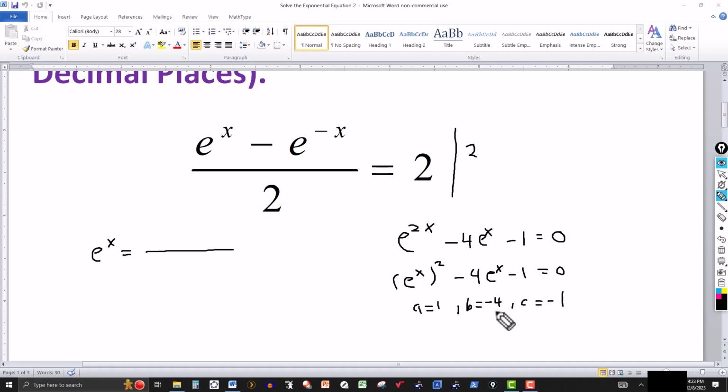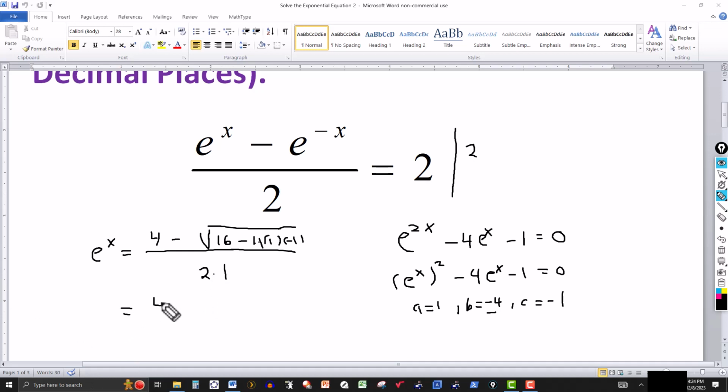It's minus b. Okay, so b is negative 4. So you minus that, that's a plus 4. And then it's plus or minus the square root of the discriminant under the radical, which is b squared. B is negative 4, so you square that. That's a 16. And then it's a minus 4ac. A is 1 and c is negative 1. And in the denominator you have 2 times a. A is 1. Then we just simplify this.